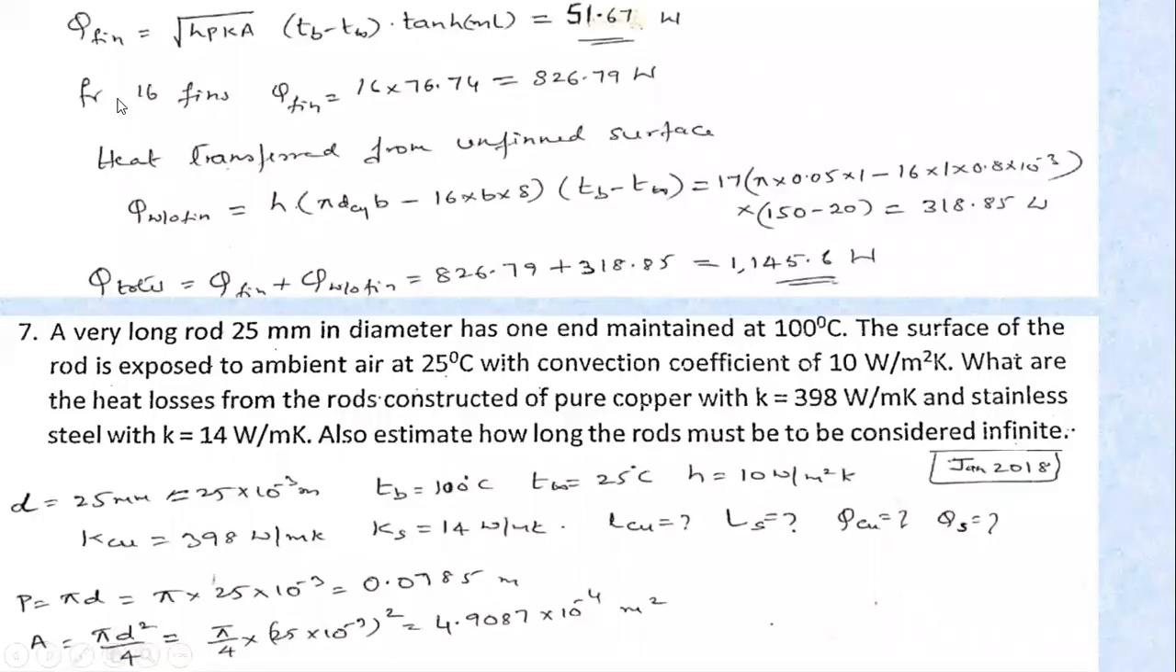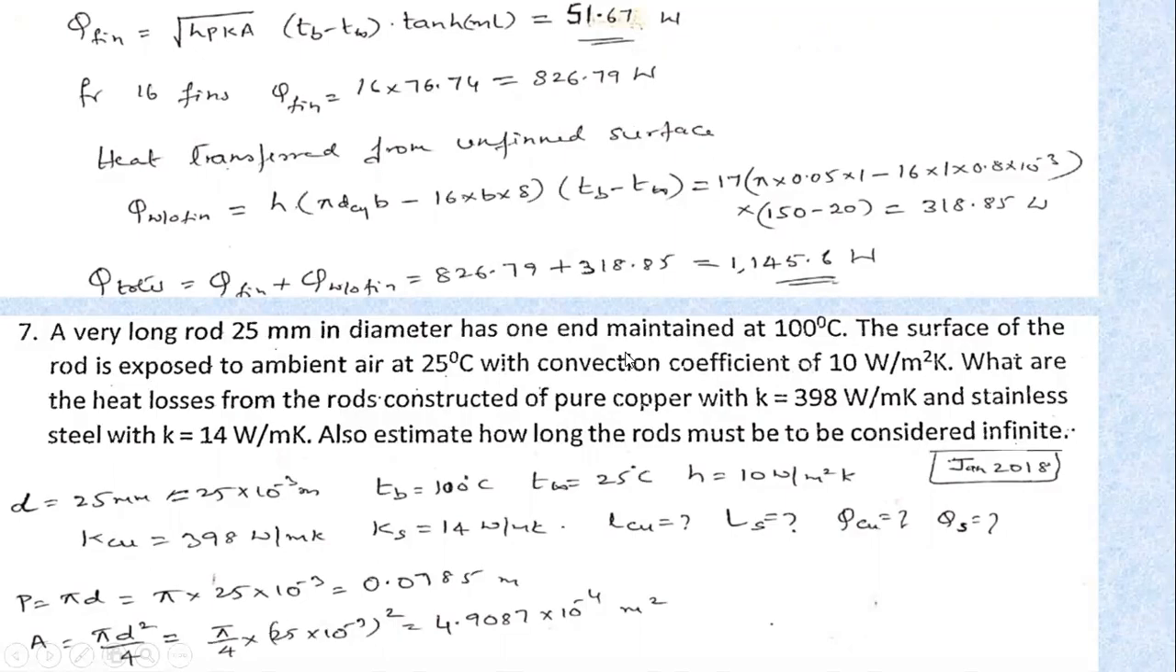Now, to find the heat transfer from the fin, Q of the fin is given by this formula: root of hPkA into (Tb minus T infinity) tanh(mL), and that value is obtained. Now, this is for a single fin. But in the problem, they have given that 16 fins are used. So 16 fins means multiply by 16, and you will get the total amount.